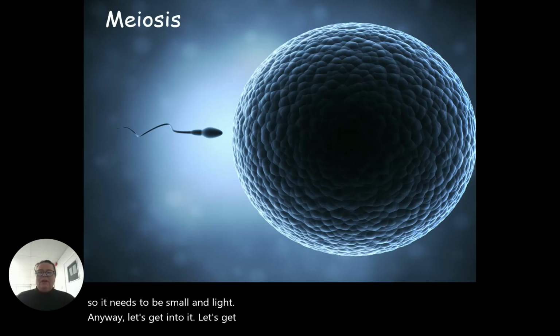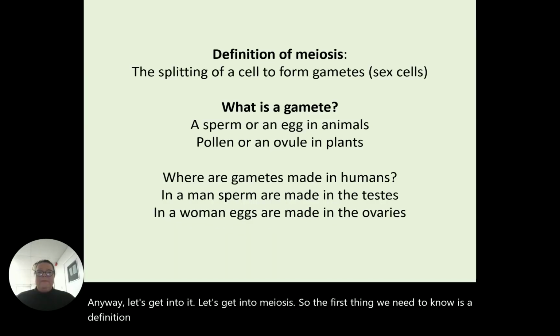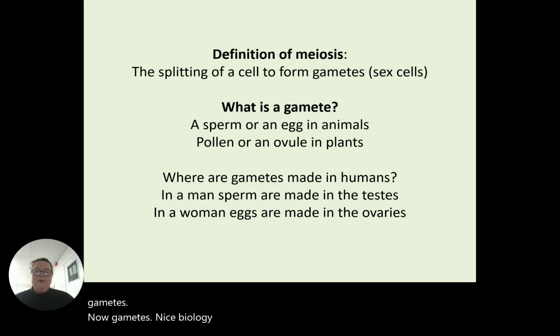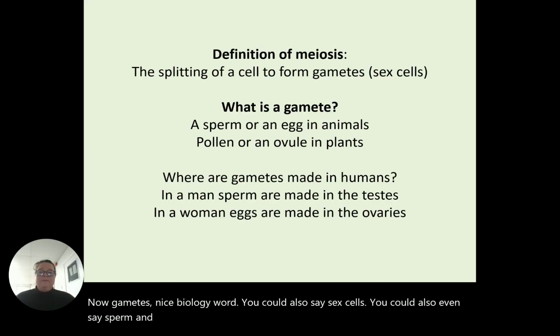Let's get into meiosis. So the first thing we need to know is a definition for meiosis. So here should be the definition: the splitting of a cell to form gametes. Now, gametes, nice biology word. You could also say sex cells. You could also even say sperm and egg. Okay, but the splitting of a cell to form gametes, which are sex cells.